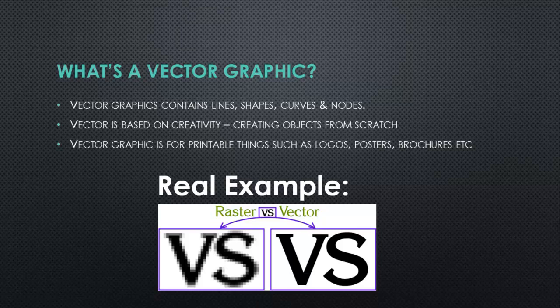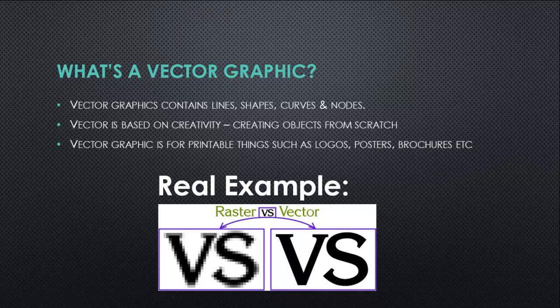And the raster graphic is actually based on pictures, photos and resolutions and different kinds of pixels. You can see the real example here, raster versus vector. This is the raster graphic picture and this is the vector. The vector is always clear and whatever size it has, it will be of the same quality. But at the same time, if you create a picture as a raster graphic, that will actually lose its quality when it is zoomed or it is shrunk.